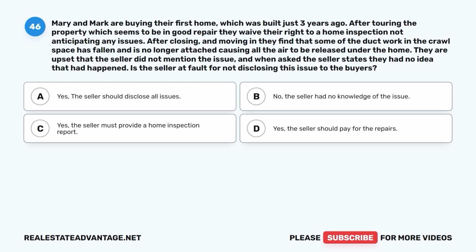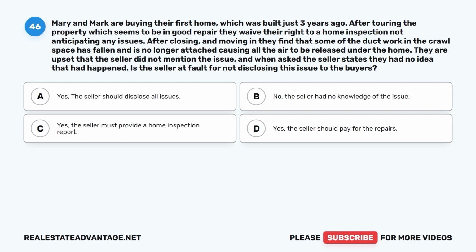Question 46. Mary and Mark are buying their first home, which was built just 3 years ago. After touring the property, which seems to be in good repair, they waive their right to a home inspection, not anticipating any issues. After closing and moving in, they find that some of the ductwork in the crawl space has fallen and is no longer attached, causing all the air to be released under the home. They are upset that the seller did not mention the issue, and when asked, the seller states they had no idea that had happened. Is the seller at fault for not disclosing this issue to the buyers?